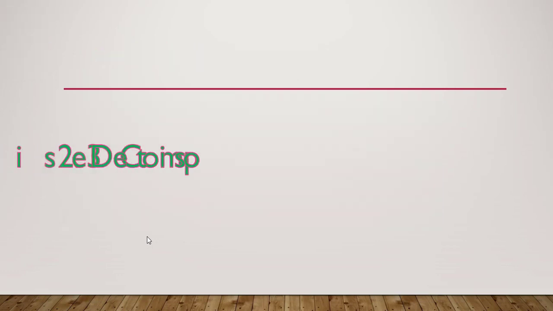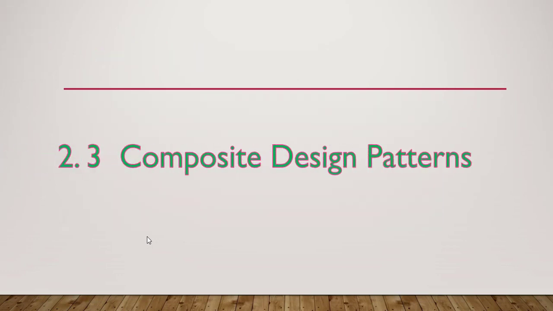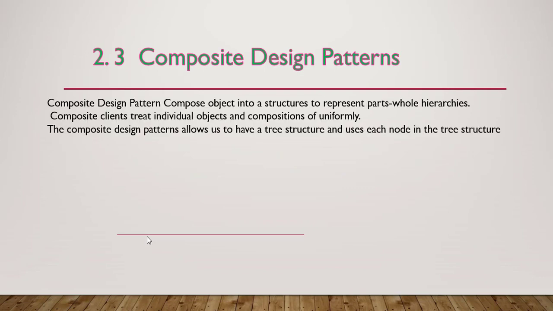Next we have the composite design pattern. Structural design pattern is the second section, and in that the third one is the composite design pattern. A composite design pattern composes objects into structures to represent part-whole hierarchies. Composite clients treat individual objects and compositions of objects uniformly. The composite design pattern allows us to have a tree structure and uses each node in the tree structure.